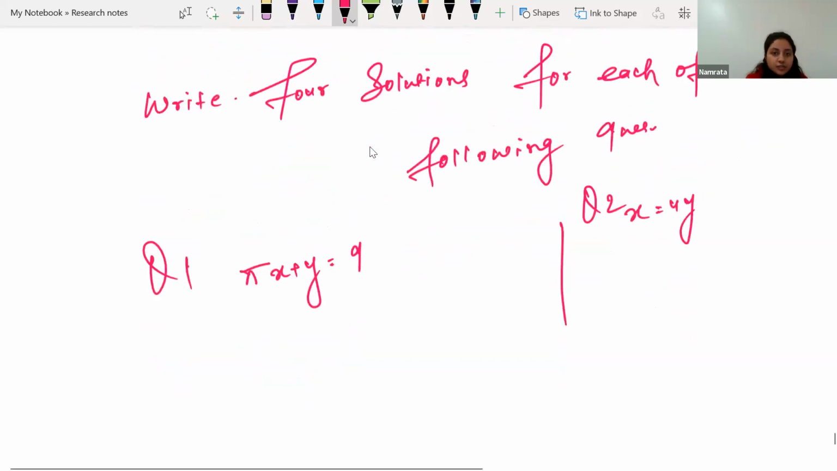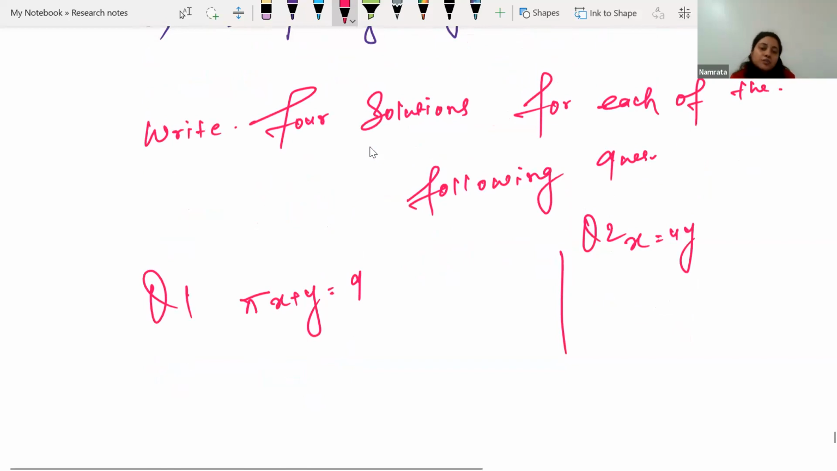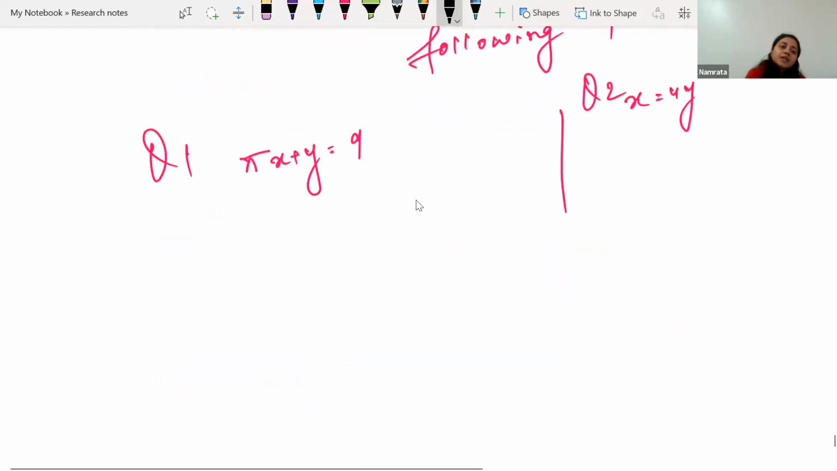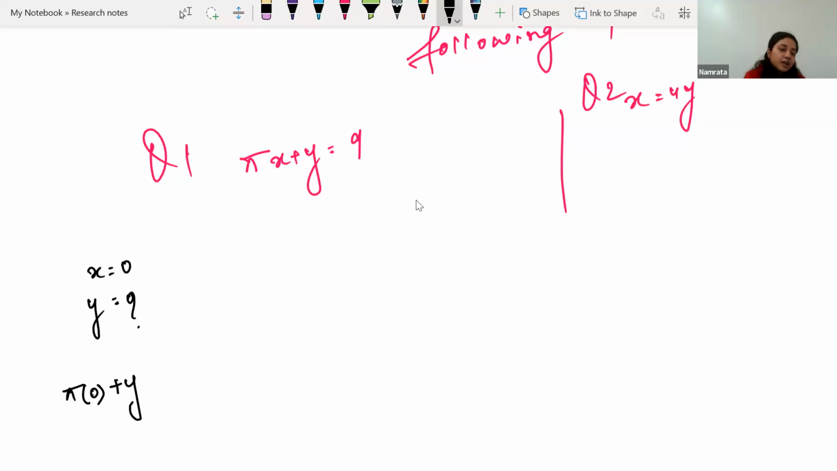Don't get confused, these are not two cases. So for question number 1, we have to find 4 solutions. As I said to you, whenever you have to find 4 solutions, 5 solutions, 6 solutions, 2 cases please include. These 2 cases are very easy, and these 2 will help you for plotting the graph also. So from now, just make it a habit to take x as 0 and find the y value. If x is 0, so pi into 0 plus y is equal to 9. So we got y as 9. Pi into 0 is 0 only.